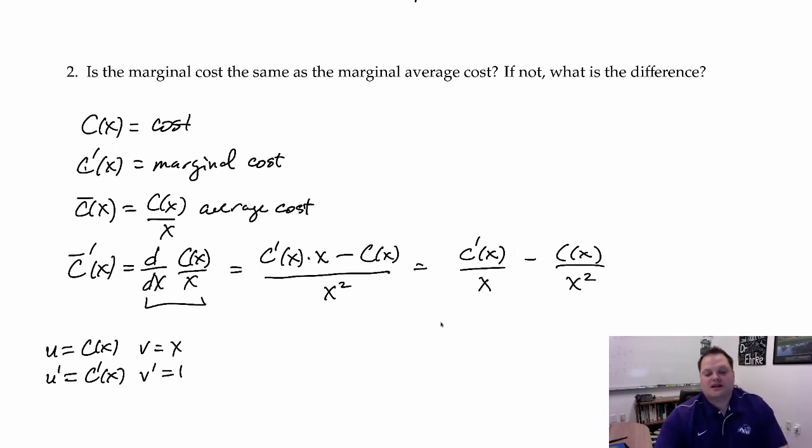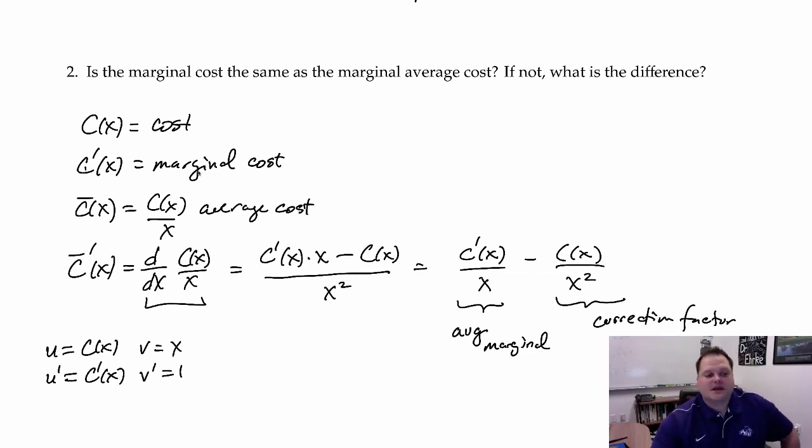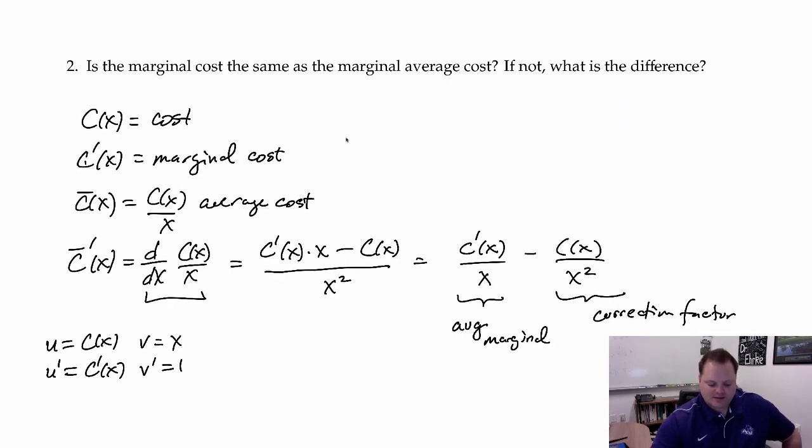So what I want you to see here is that this is not the same as marginal cost. It's not the same at all. In fact, this is the average marginal cost minus this sort of correction factor. So the idea here is that the marginal cost and the average marginal cost are not the same thing. They don't increase at the exact same rate. They don't have the exact same behaviors, but they are kind of related. All right.